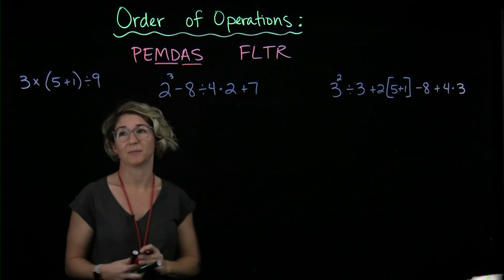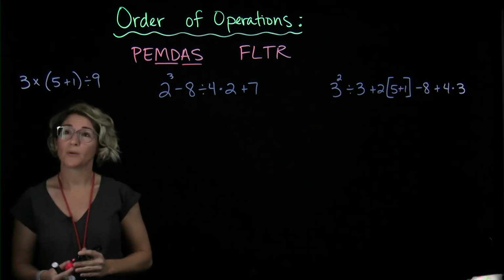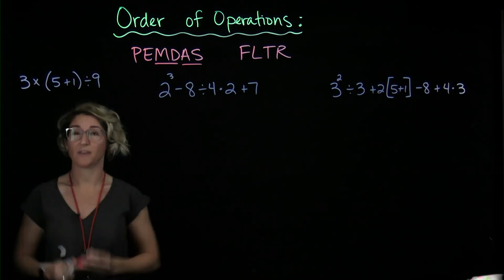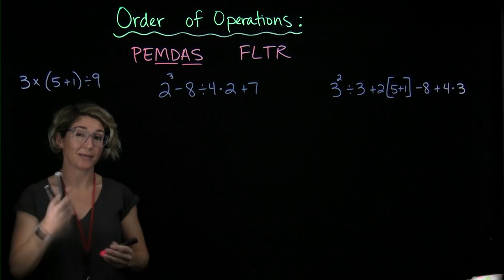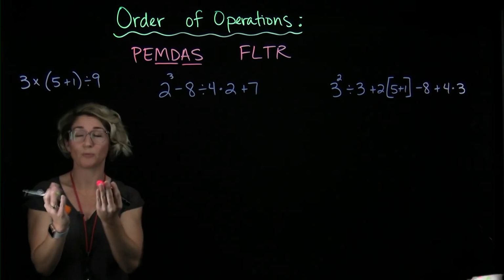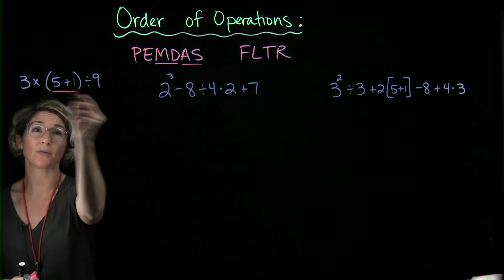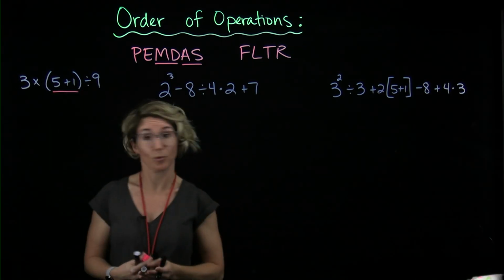Let's do a few examples. This first one, we have 3 times the quantity 5 plus 1, divided by 9. So following the order of operations, I notice that I have parentheses, that grouping symbol. What that means is I want to try to combine all the stuff in that group first.